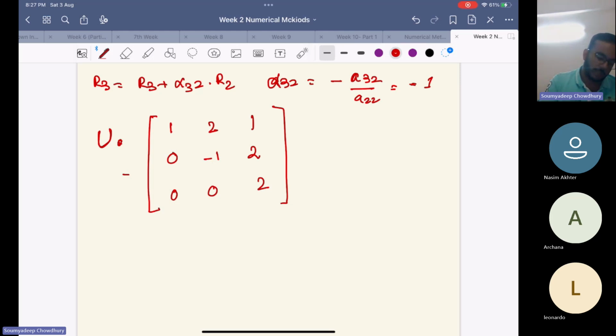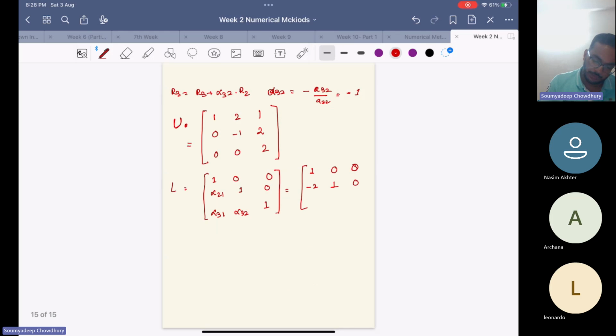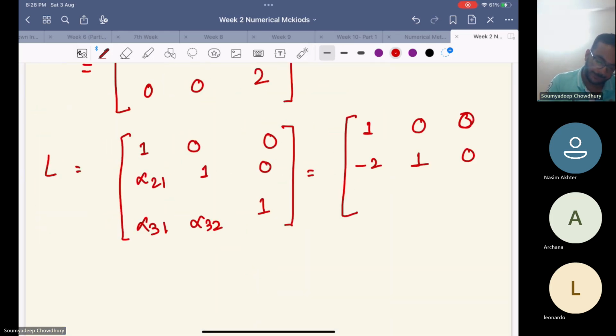So now I have to find the lower triangular matrix L, right? So what is L basically? As I told you, these diagonal values are 1, these above are 0 0 0, and below are basically the coefficients, that is alpha21, alpha31, and alpha32. So here it is 1 0 0. Alpha21 was minus 2, 1 0. Alpha31 was, I think, minus 3, right? Minus 3. And this one is minus 1. So you have got L and U.